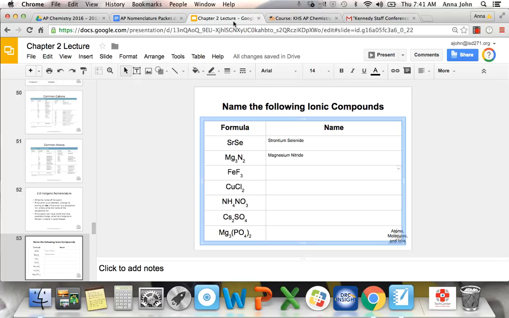It's mixed in by element name on the common cation side, but we can also look at it based on the formula, and we can figure out what the charge is. So iron is a transition metal, Fe. It's in the middle of the periodic table, so it's possible that it could have more than one charge, and so we need to say which charge it is.